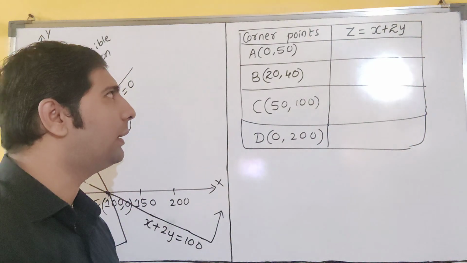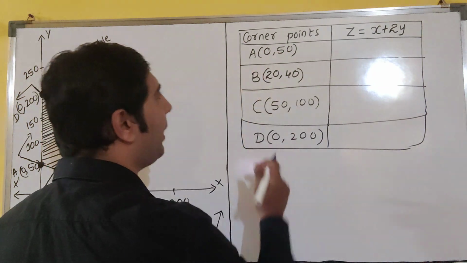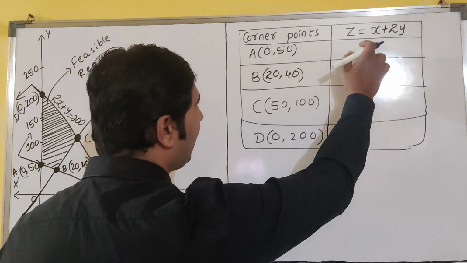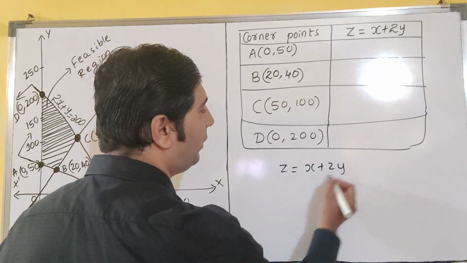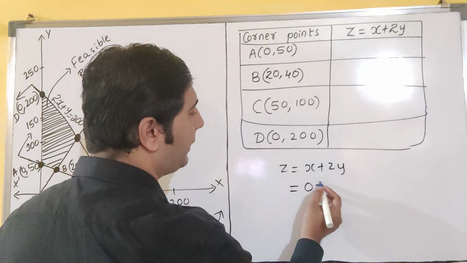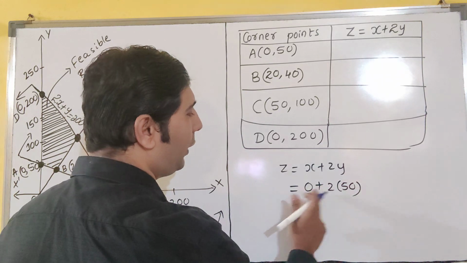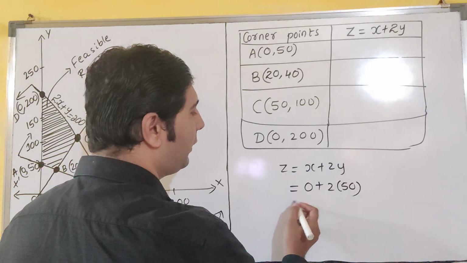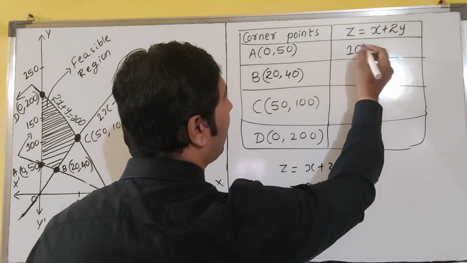Fine. Now let us work on this. So A is equal to 0, 50. I mean I have to maximize and minimize this. So Z value is what? X plus 2y is equal to. So now X is what? First point is what? X is 0. Y is how much? 50. So 0, 2 into 50 is 100. So 0 plus 100 is 100, dear students. First value I got 100.